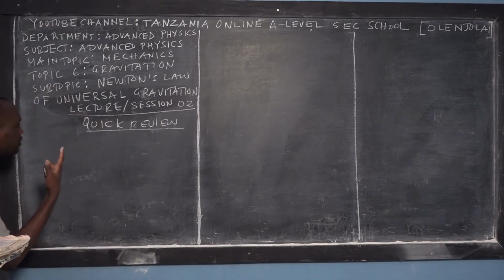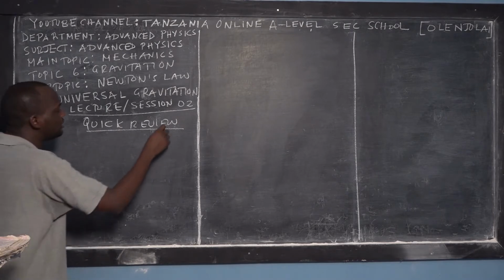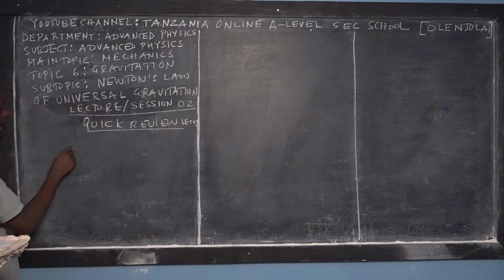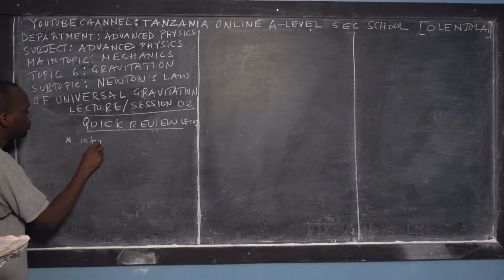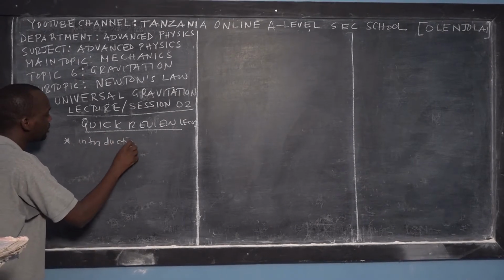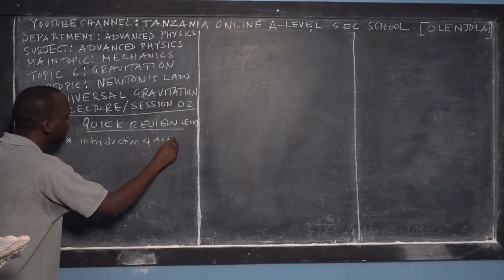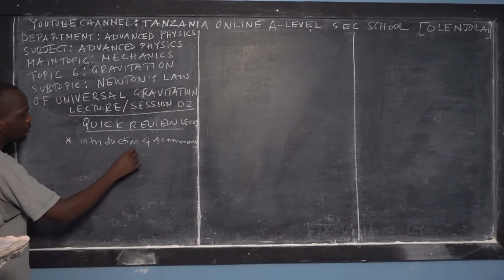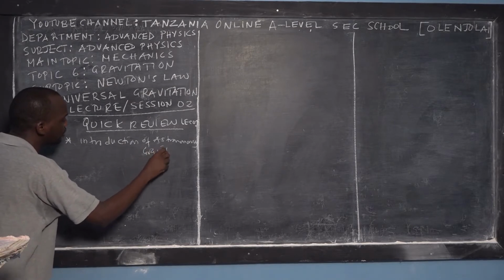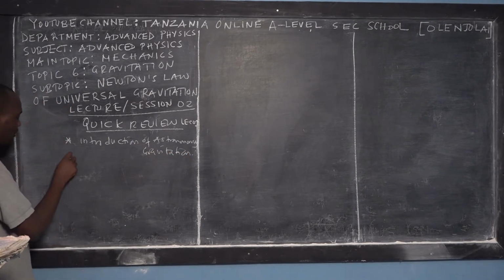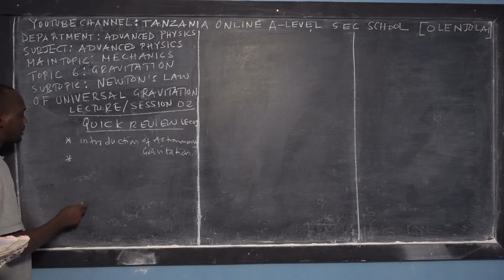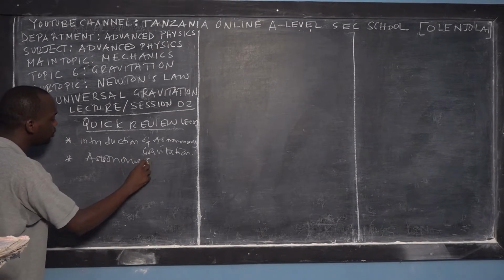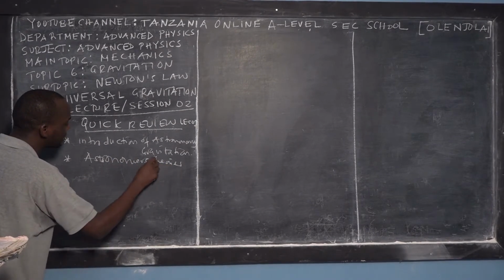Before I go to lecture 2, I want to do a quick review of lecture 1, the first session. In lecture 1, basically I introduced the meaning of astronomy and where we get the term gravitation. Then I introduced the concepts of gravitation, what gravitation means. And then we spent some time discussing astronomers' theories, and we discussed three of them.